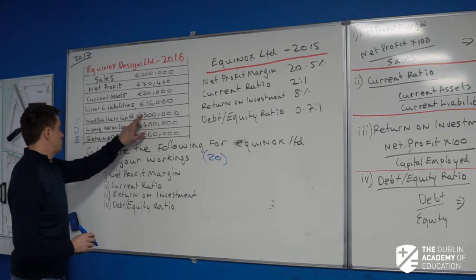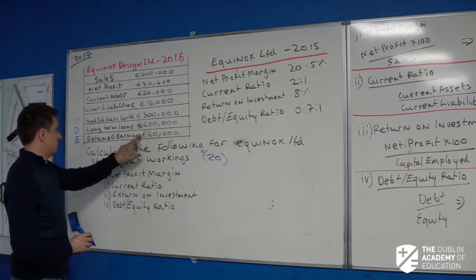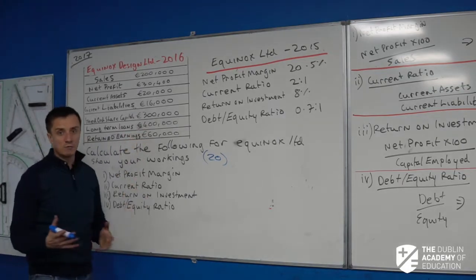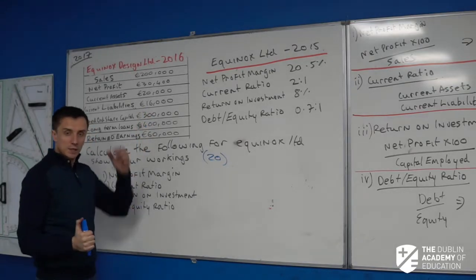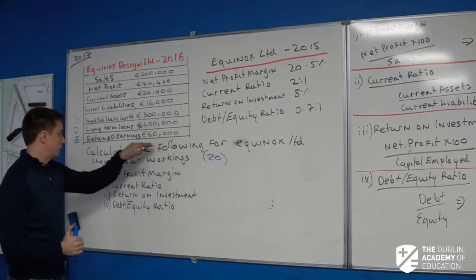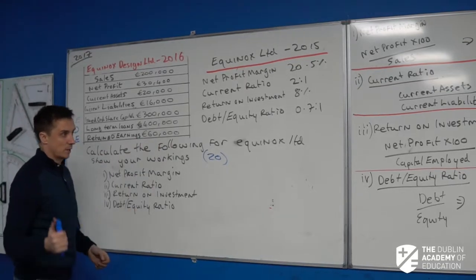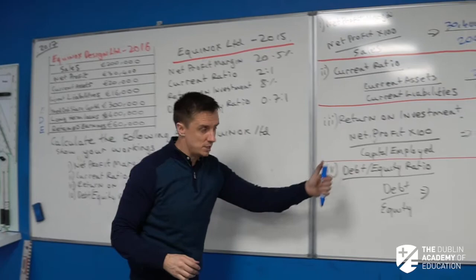So ordinary shares, long-term loans, and retained earnings. If I add the three of these up here, I'll get 760,000. So 300,000 plus 400,000 plus 60,000 will give me 760,000. Now, I don't have space to write it in there underneath, but that's going to be our capital employed. But look, we'll go over here and do it in detail anyway, right?